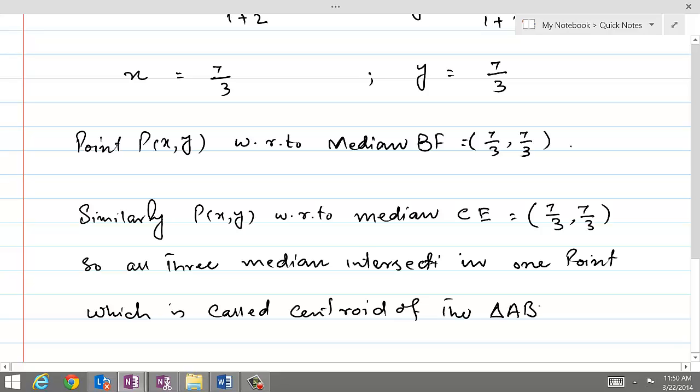So this question can be asked in variety of ways. Somebody could just ask you, find centroid of the triangle ABC. You know what you got to do. You got to calculate the medians and then their point of concurrency.